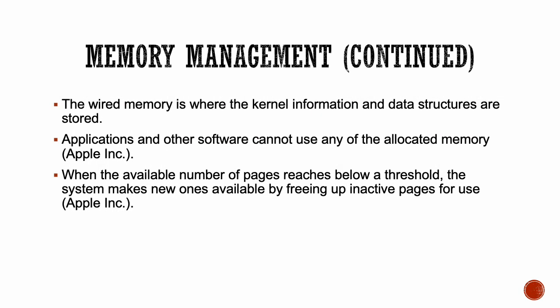Any kernel information and data structures are stored in the wired memory. Applications and other software cannot use any of the allocated memory. In any instance that the amount of available pages falls below a certain threshold, which was not specified, the system will make new ones available by freeing up inactive pages.